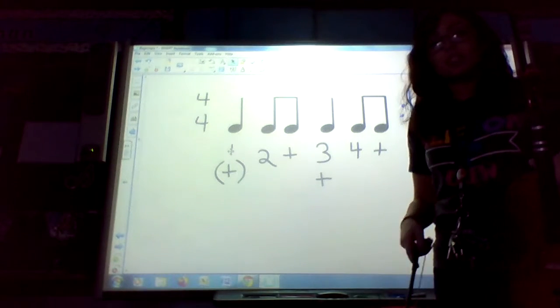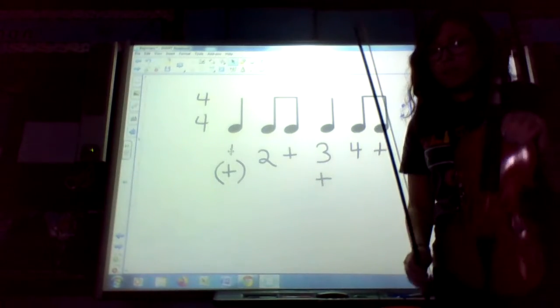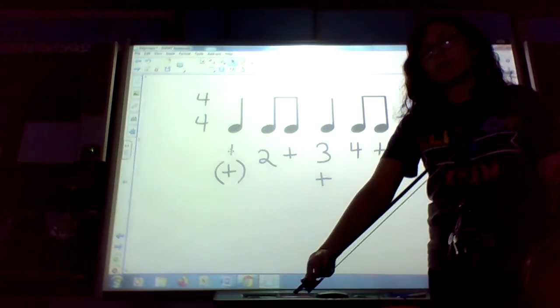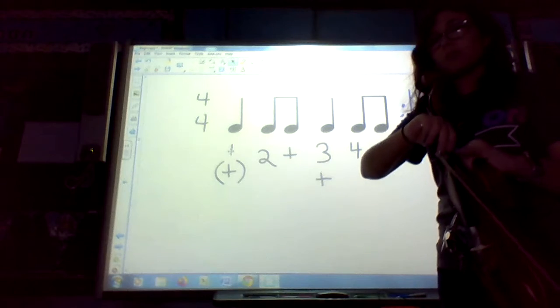If you're playing a band instrument, you keep the air going the entire time. If you're playing violin or viola, you keep your bow moving. And then you move twice as fast for the 8th notes.